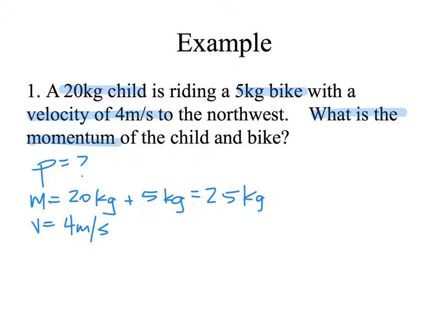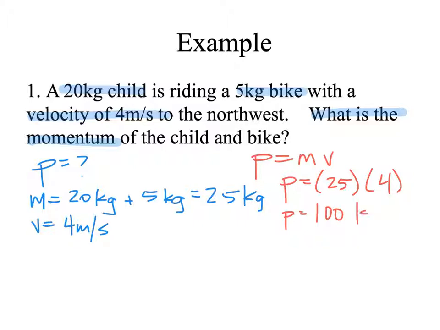Okay, well, my equation says that momentum is equal to mass times velocity. So if I plug that into my equation, momentum is unknown. The mass, we determined the mass of the child and the bike is 25, and the velocity of them together is 4. It comes down to multiplying 25 times 4, and when I do that, I get a momentum of 100. Units are kilograms, that's a K by the way, times meters per second. 100 kilograms times meters per second.